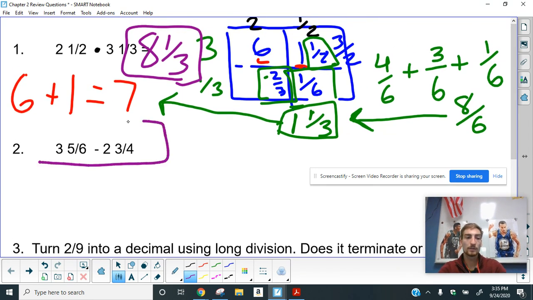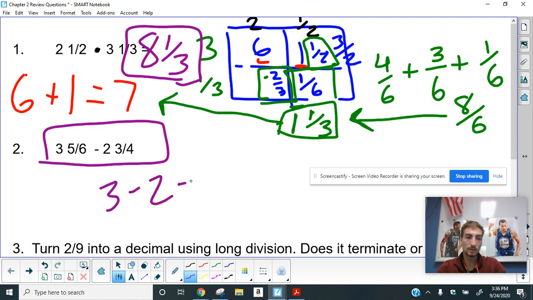All right, here we go. We have 3 5/6 minus 2 3/4. And so first things first, I'm going to do my 3 minus 2. So 3 minus 2 is going to give me 1. And now I'm going to do the fractions. Okay, so this is my whole number. I'm going to do my fractions.